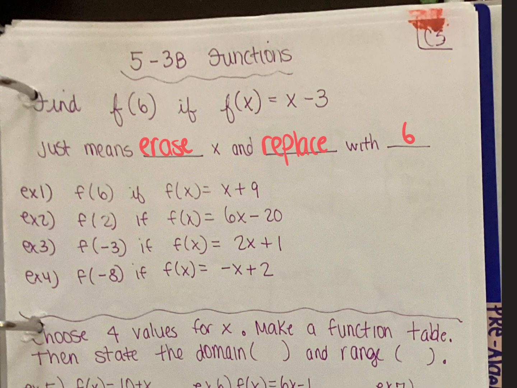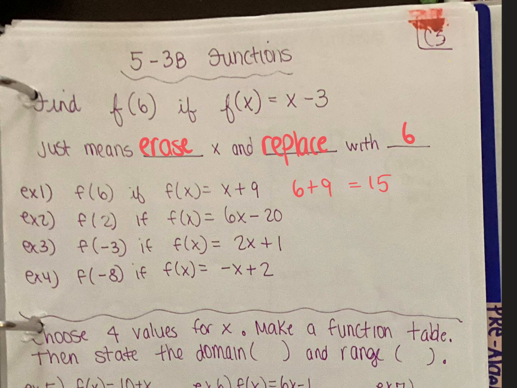Okay, so let's try this one. f of 6 if f of x is x plus 9. I'm going to erase and replace x with the number in the parentheses. So I'm going to have 6 plus 9, which equals 15. So f of 6 is 15. f of 6, if f of x is x plus 9, I took out the x and put a 6 in its place. Order of operations, I just have to add them together.